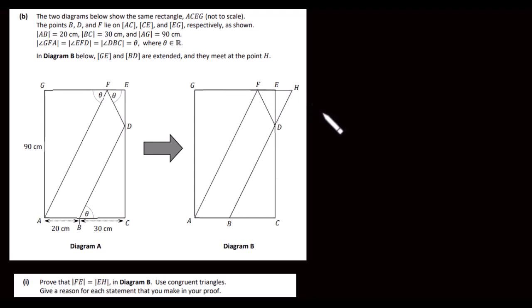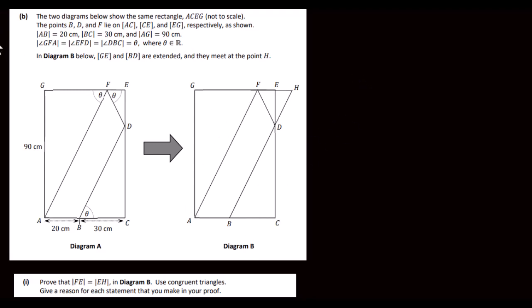Let's see what we have to do here. Prove that FE is equal to EH. Prove that this distance here, FE, is equal to EH. Use congruent triangles. Give a reason for each statement that you make in your proof. Okay, so let's run through that. First thing I'm going to say here is I'm going to have a look at two alternate angles, theta.